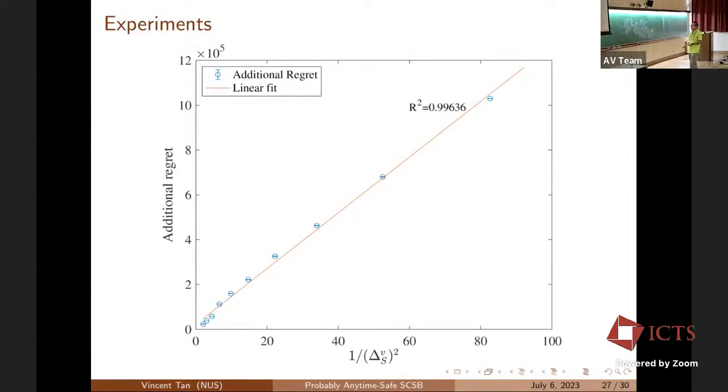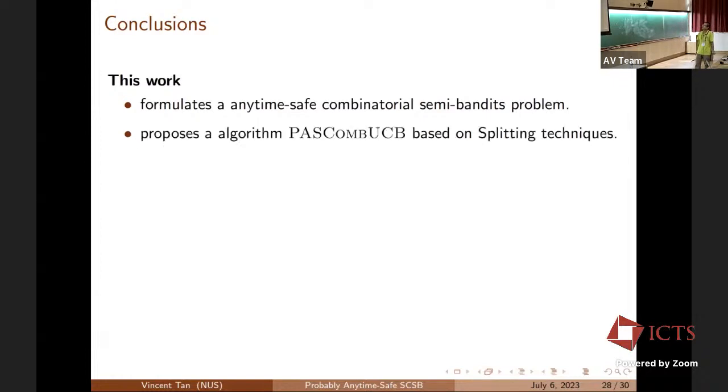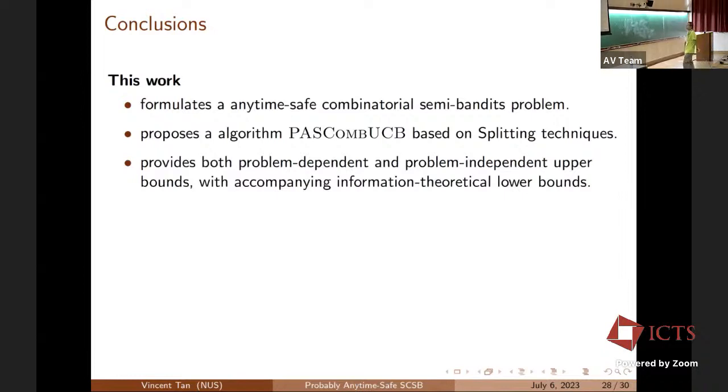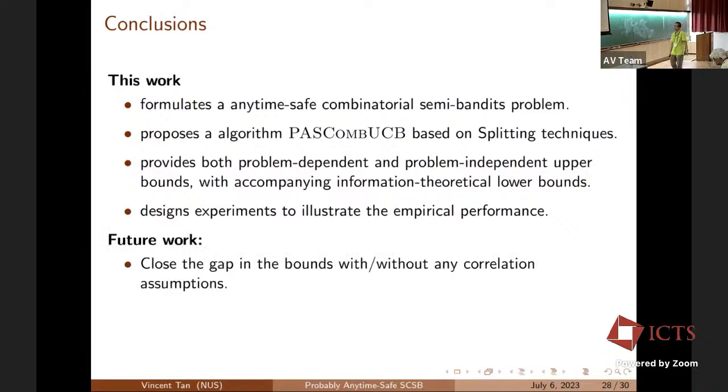Perfect timing. So this work formulates an anytime safe combinatorial semi-bandits problem. It proposes an algorithm based on splitting techniques. We provide problem-dependent and problem-independent upper and lower bounds. The algorithm uses some splitting ideas and some alternative summing techniques to calculate the regret in a convenient way. We designed some experiments to corroborate our theoretical results and to illustrate the empirical performance. There's no benchmark to compare against, to the best of our knowledge.